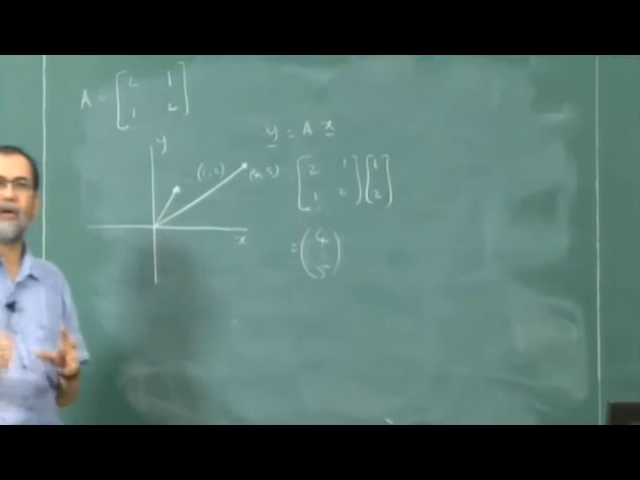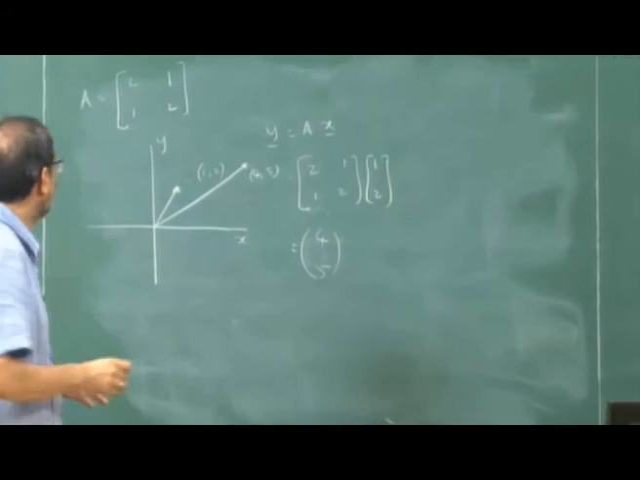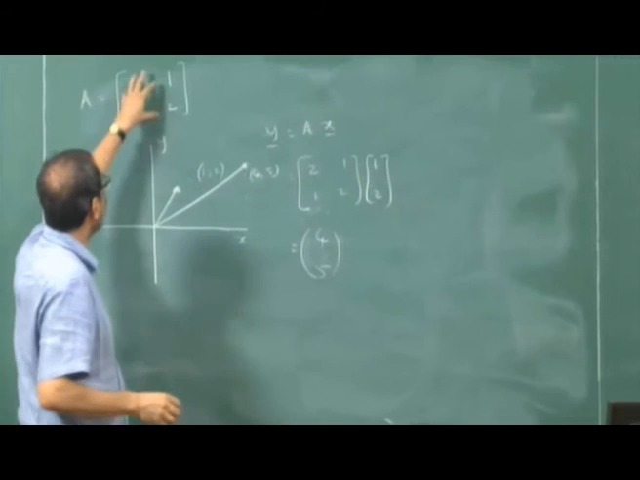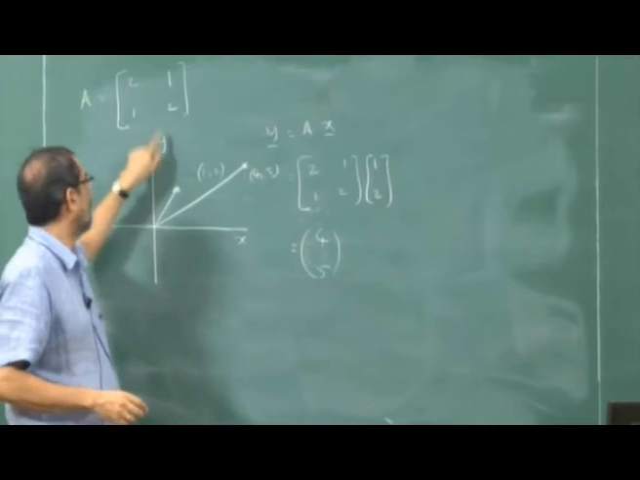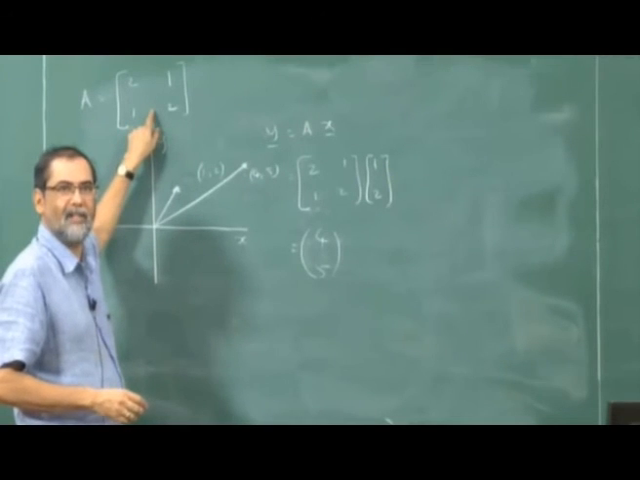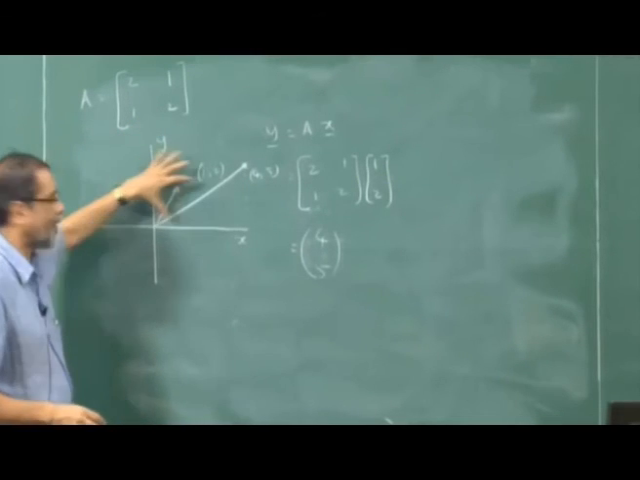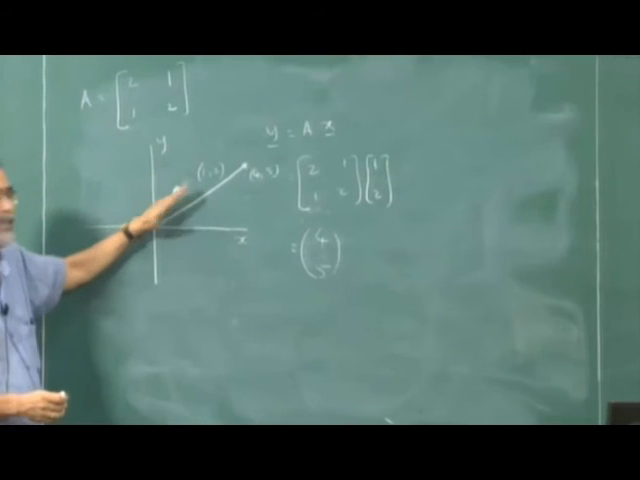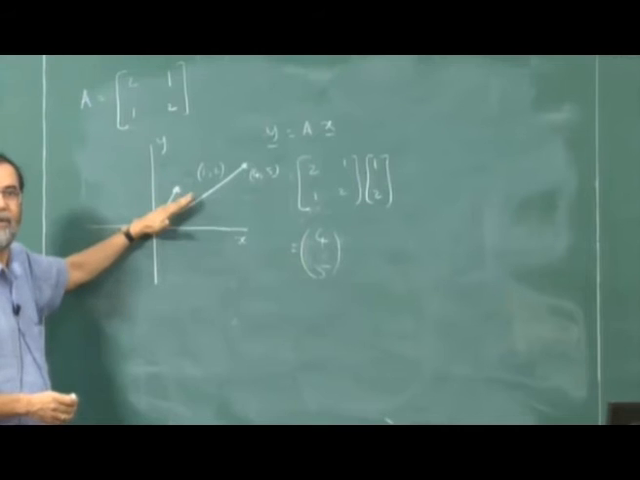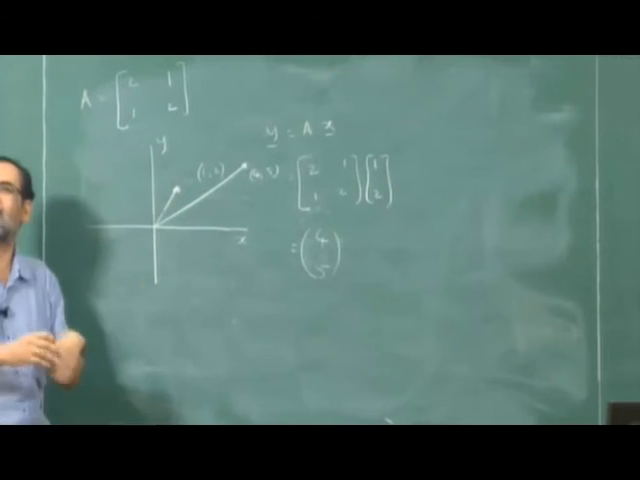What I want you to understand is, when I transform a point in xy space by a two-dimensional matrix, two things happen. This vector changes its direction. It was in this direction, now it is in this direction, so its direction is changed.